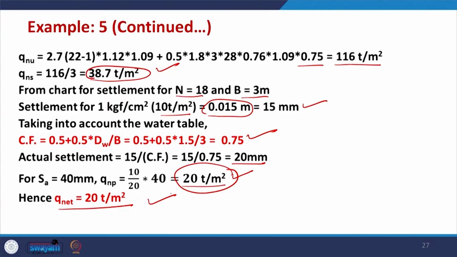So, this was an example using SPT data, and using SPT data we have done it from both criteria, from bearing capacity criteria as well as from the settlement criteria, whichever is the lower value will govern the design, and the answer comes out: the net allowable intensity is 20 ton per meter square. So, I think we have discussed quite a number of examples. The first two examples, one on bearing capacity, another on settlement, and the third one was on bearing capacity as well as settlement, but the last one, the fifth one, was for SPT data.